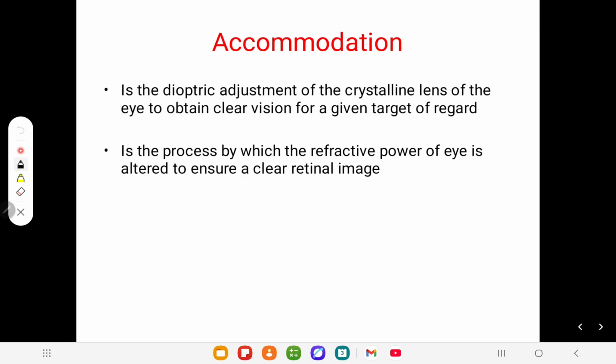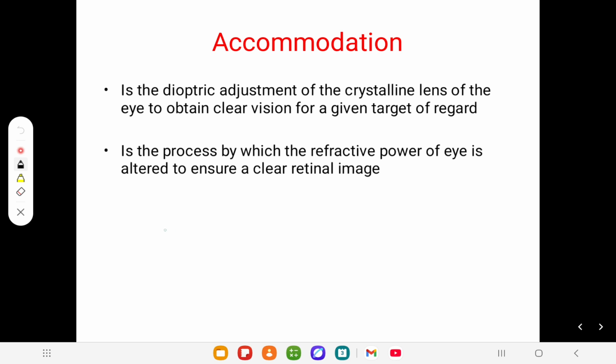First, what is accommodation? It's the dioptric adjustment of the crystalline lens for the eye to obtain a clear vision for a given target of range. Accommodation means the power of an eye increases when we accommodate, and at that particular period, the crystalline lens becomes more spherical, isn't it? By definition, it's a dioptric adjustment of the crystalline lens of an eye to obtain clear vision for a given target of regard. So it's a process by which the refractive power of an eye alters to ensure a clear retinal image. Basically, alters means the power increases.